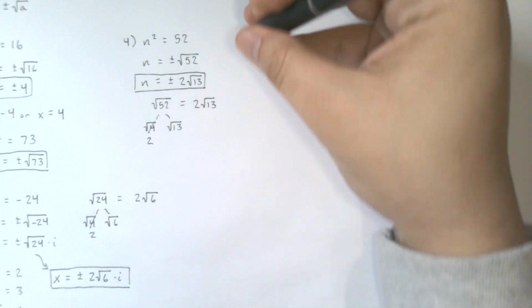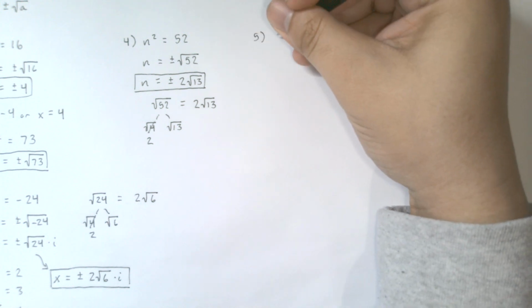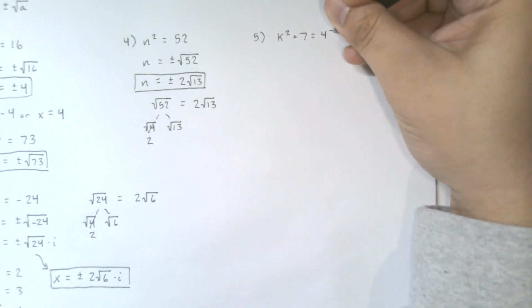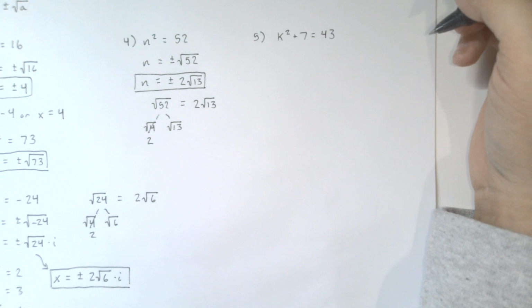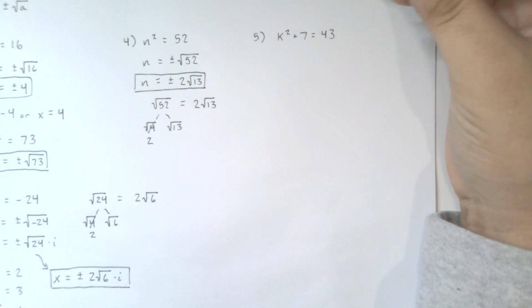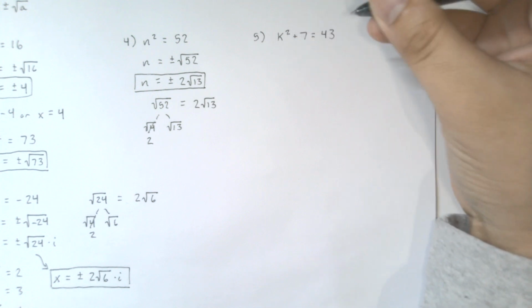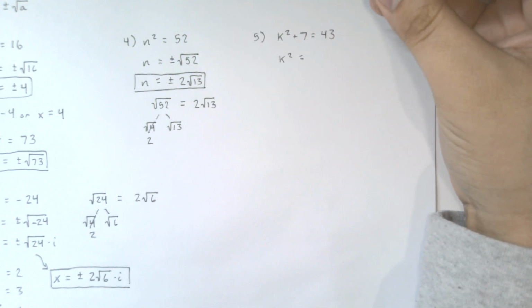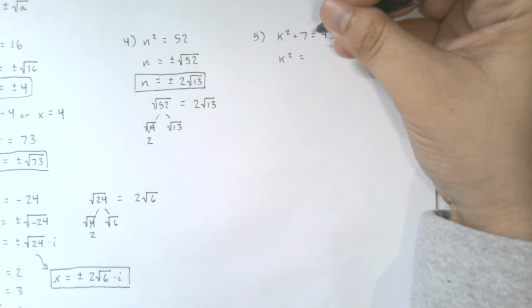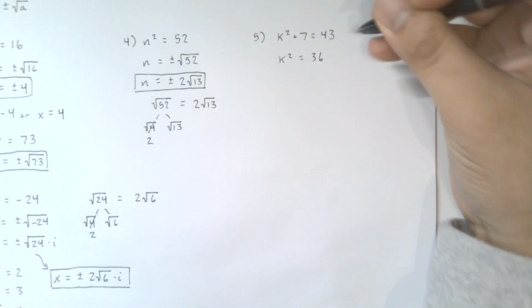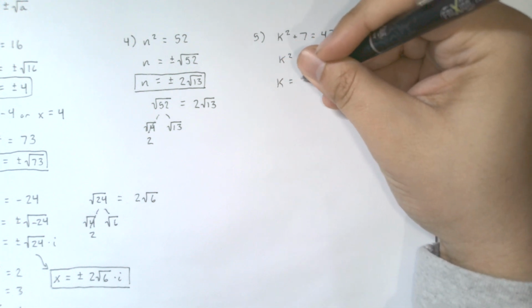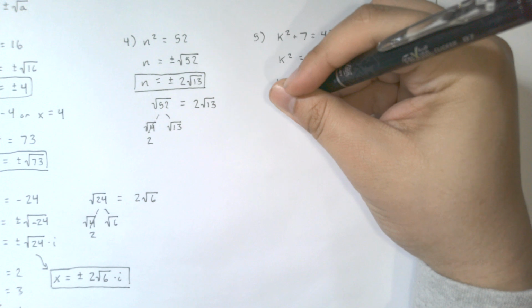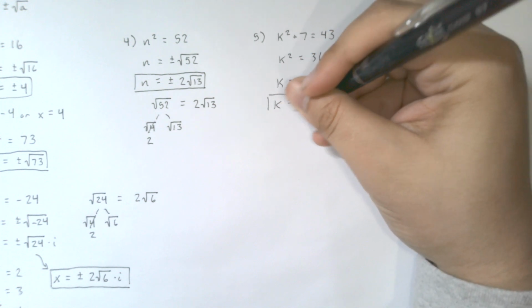So for number 5, we have k squared plus 7 is equal to 43. So this got a little bit harder, but not by much. All we have to do is subtract 7 from both sides here. When we do that, we have k squared is equal to 43 minus 7. So we have 36. And now we have that k is equal to plus or minus the square root of 36, which is plus or minus 6 because 36 is a perfect square.